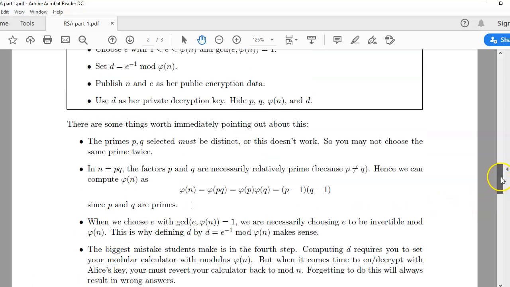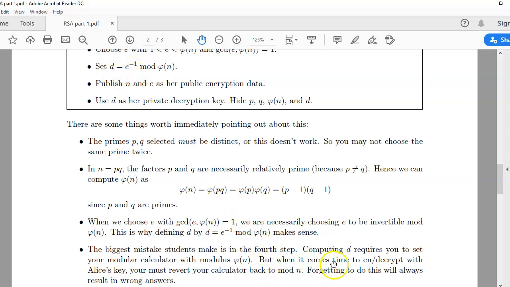Okay? The biggest mistake students make is in the fourth step. Let me point out the fourth step right here. When you compute D, you have to compute that on your modular calculator where the modulus is phi of n, right? So you have to work mod phi of n. Okay? So that's how you compute D. You work mod phi of n, you put in E, and you ask your calculator for the inverse, and that's what D is.